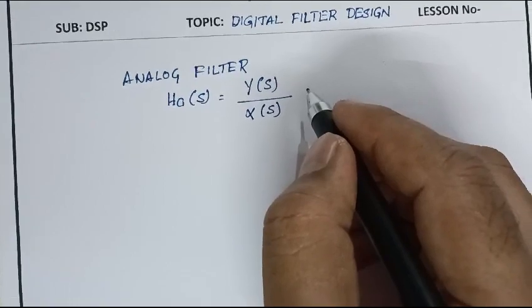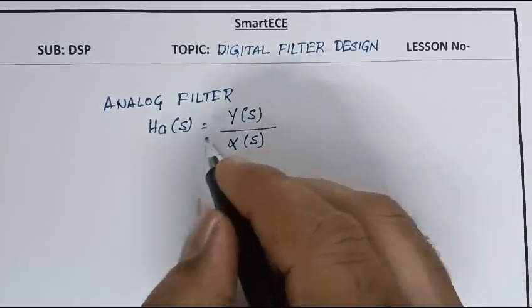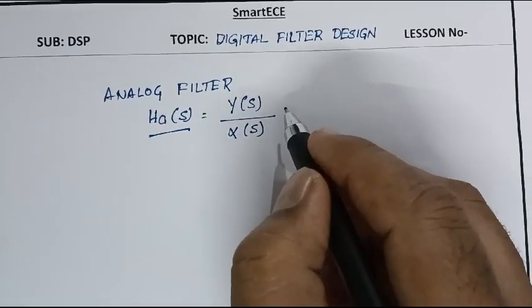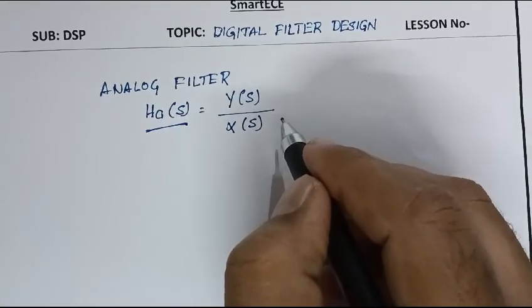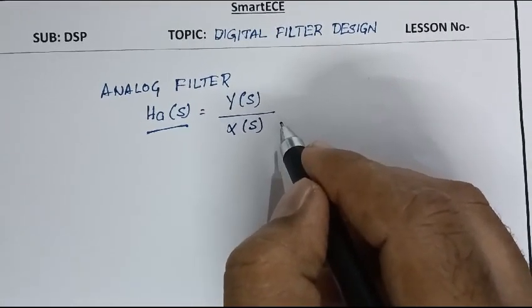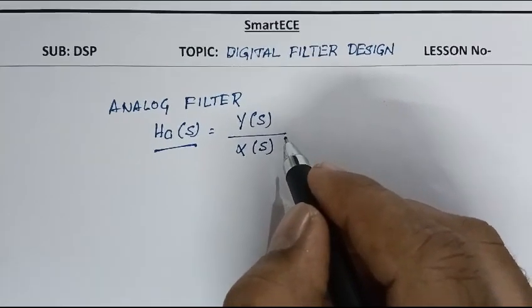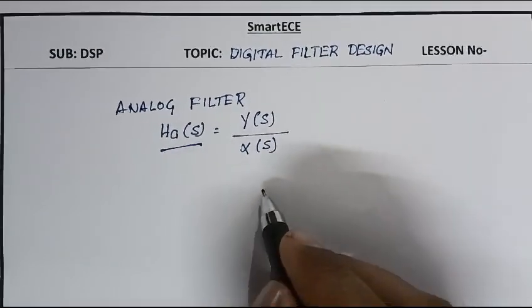I mean, for stable and causal realization of analog filters, the transfer function HA of S must be a rational function in terms of S, and another important criterion that has to be satisfied is that all coefficients of S must be real numbers. And another one is to define the stability of an analog filter.